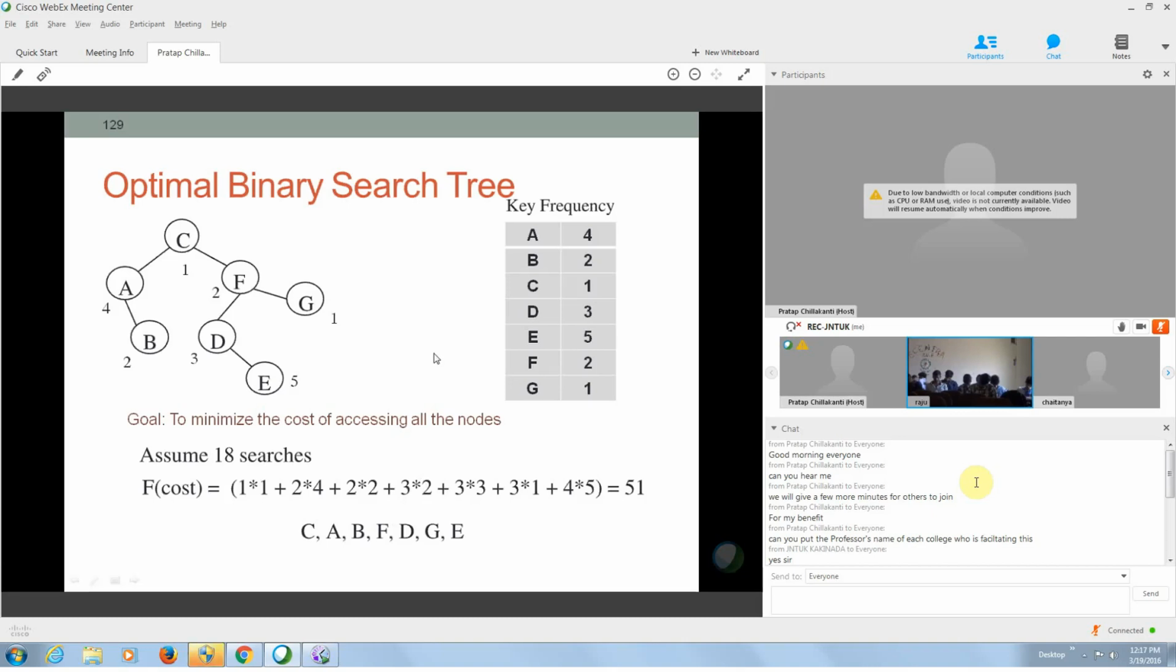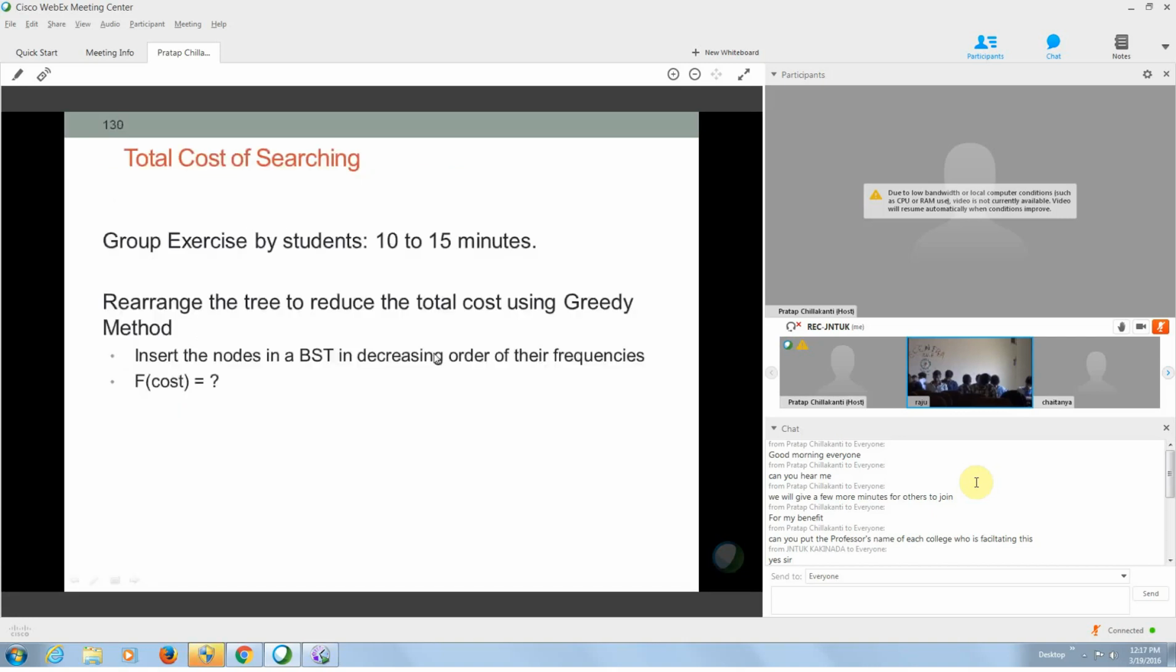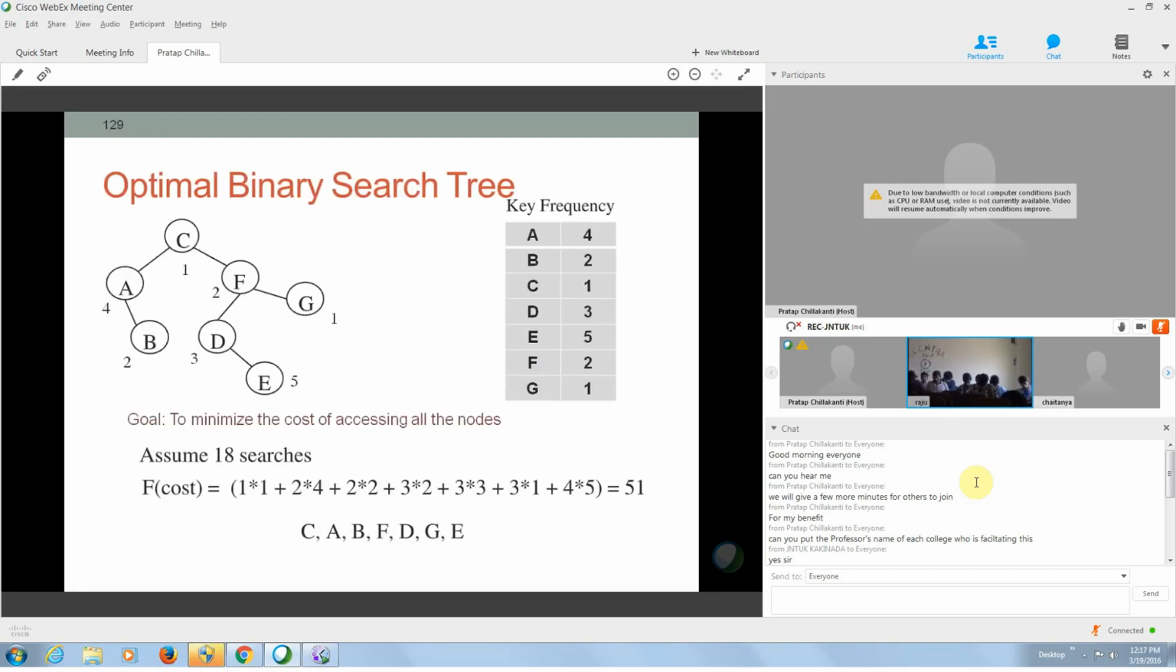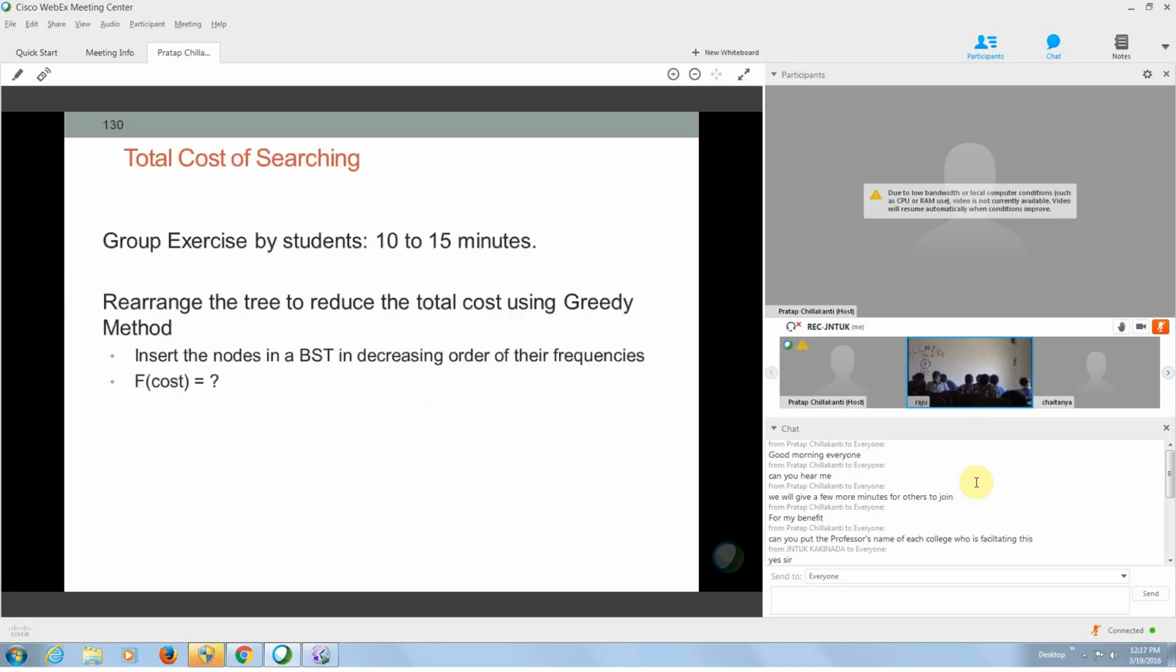Now contrast this with another tree. I do not think that is optimal here, in this particular example. You have the frequencies given in this one. If you contrast that with what we did in the exercise, we can rearrange the tree to reduce the total cost.